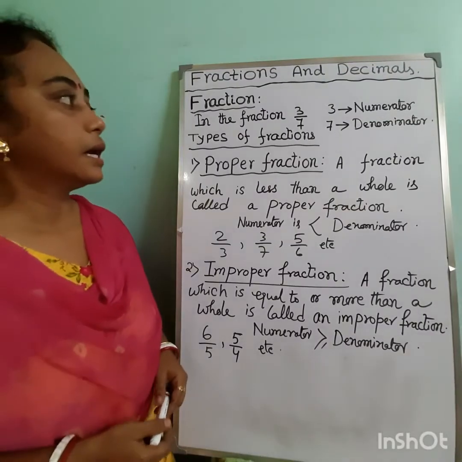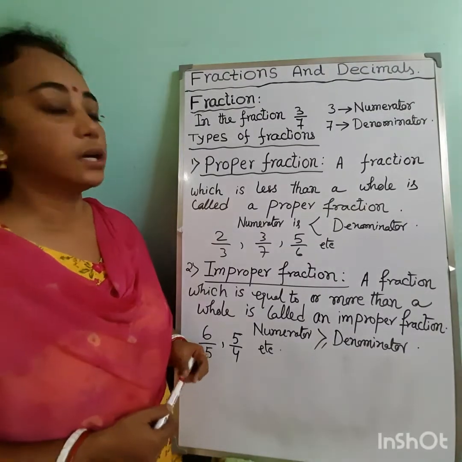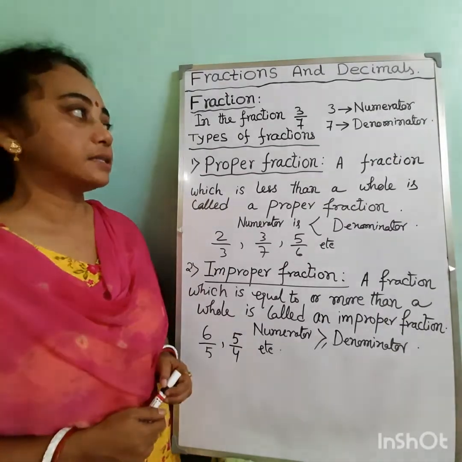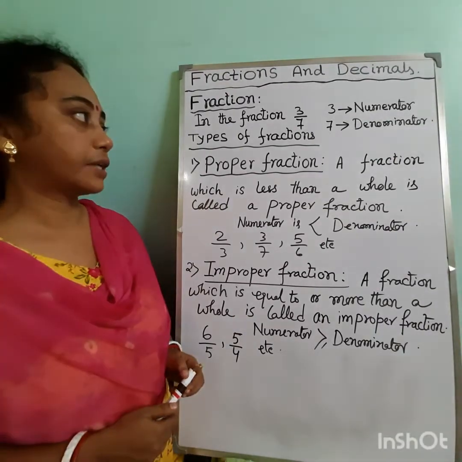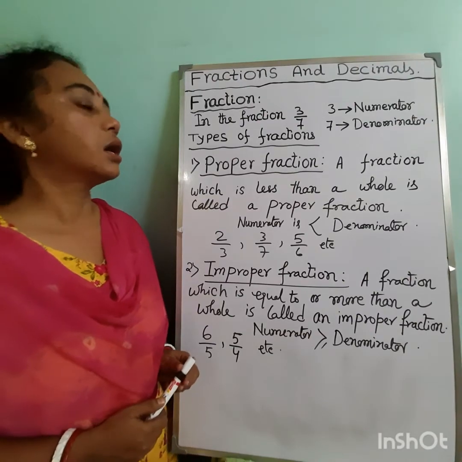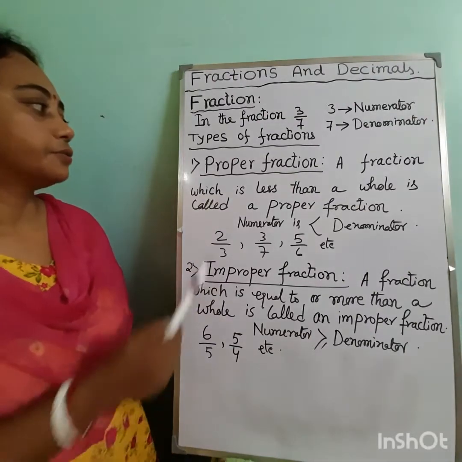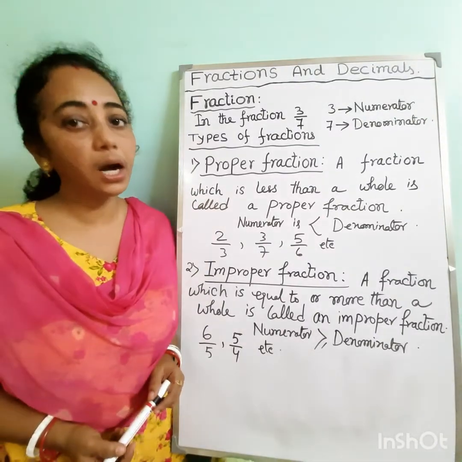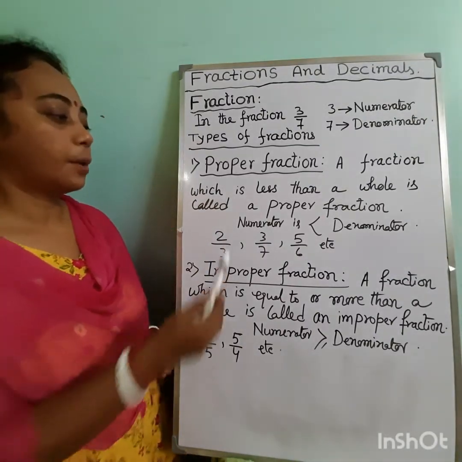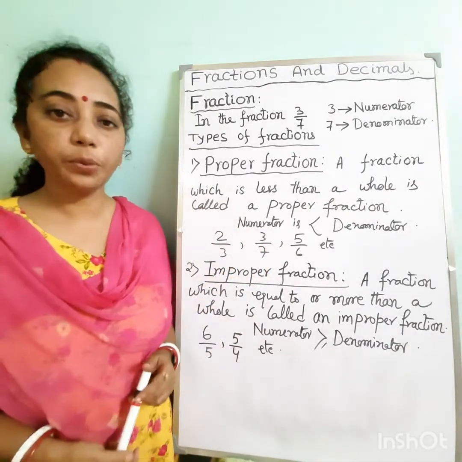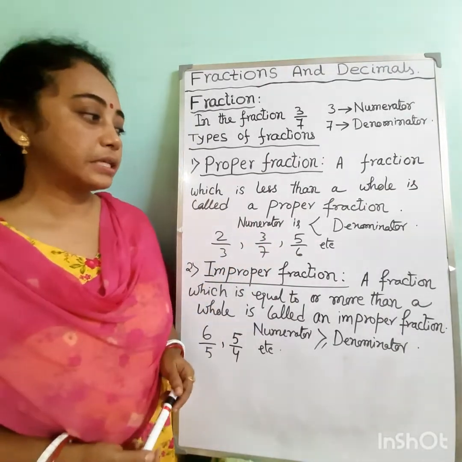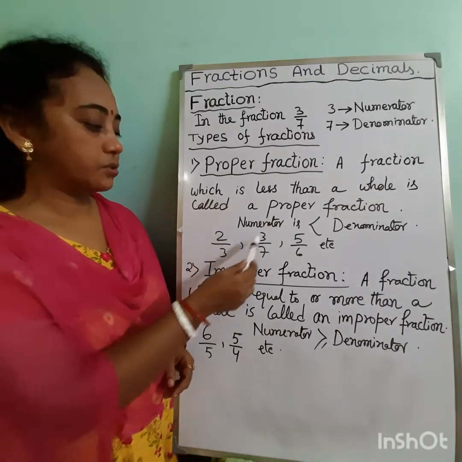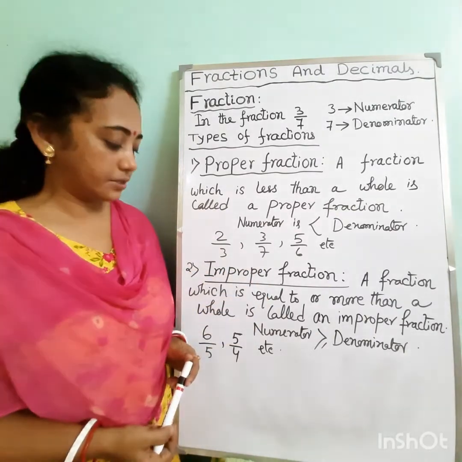Let us see, in the fraction 3/7, here 3 is called the numerator and 7 is called the denominator. Now come to types of fractions. The first is proper fractions. A fraction which is less than a whole is called a proper fraction, that is, when the numerator is less than the denominator. For example, 2/3, 3/7, 5/6, etc.